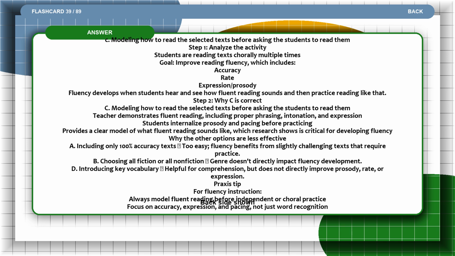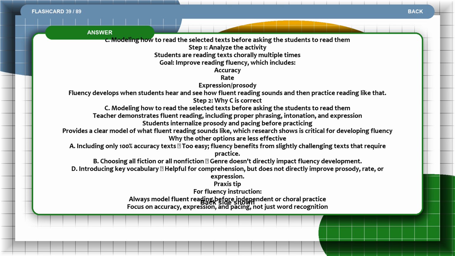Why the other options are less effective. A. Including only 100% accuracy texts: too easy. Fluency benefits from slightly challenging texts that require practice. B. Choosing all fiction or all non-fiction: genre doesn't directly impact fluency development. D. Introducing key vocabulary: helpful for comprehension, but does not directly improve prosody, rate, or expression.